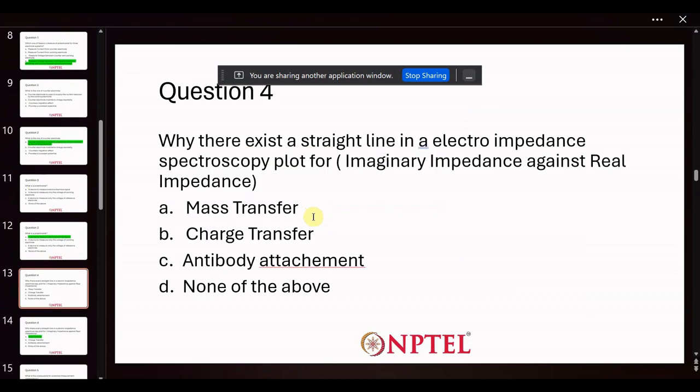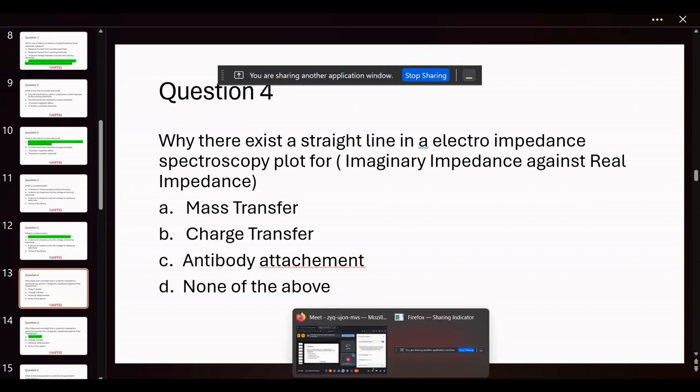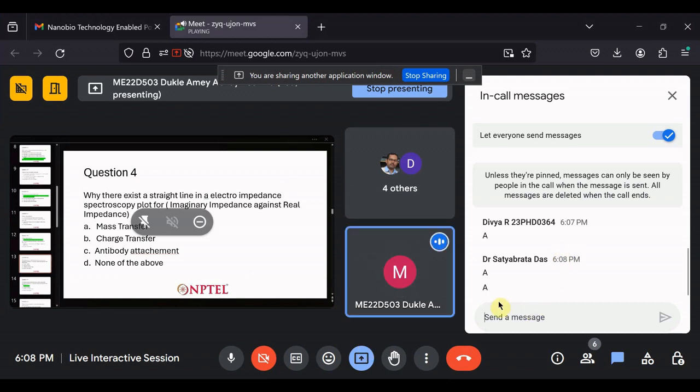Why does there exist a straight line in the EIS plot for imaginary impedance against real impedance? So basically, I guess if I can get a whiteboard, I'll explain it here.